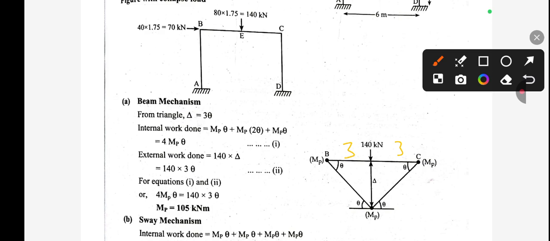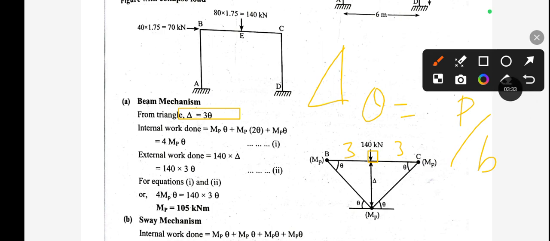Delta equals 3 times theta, as you can see from this right angle triangle. Because in a right angle triangle we know theta is nearly equal to tan theta, which is equal to p by b. So in place of p we write delta, so this will be delta by 3. So this delta can be written as 3 times theta. So we have written delta equal to 3 theta.